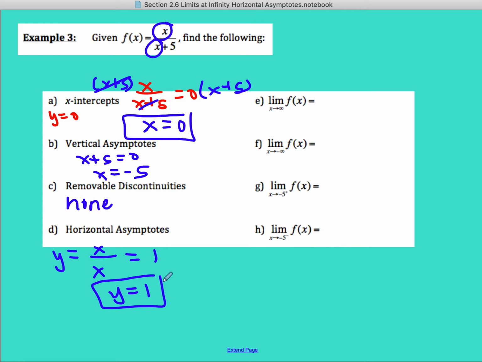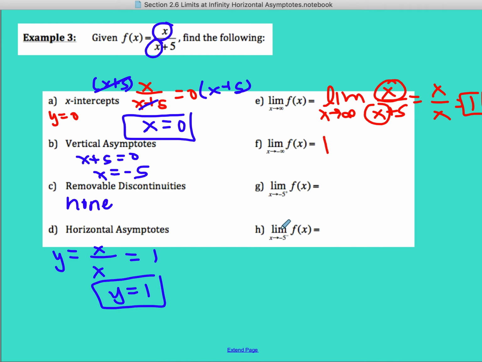Okay. The same thing is true when you look at your limits as you go to infinity. You want to do leading term over leading term. So it would just be your limit as x approaches infinity of x over x plus 5. And then you do your biggest degree over your biggest degree. x over x, which is 1. So this answer would be 1. And the same would be true going to negative infinity. You'd set it up the same. Instead of having positive infinity, you'd have negative infinity, which is 1.